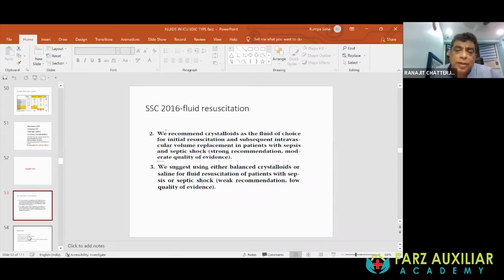So we go for the guidelines 2016. Now please see these guidelines. They are recommending crystalloids as the fluids of choice for initial resuscitation and subsequent intravascular volume replacement in sepsis. And we suggest either balanced crystalloids or saline. So recommending crystalloids and suggesting either balanced or saline.